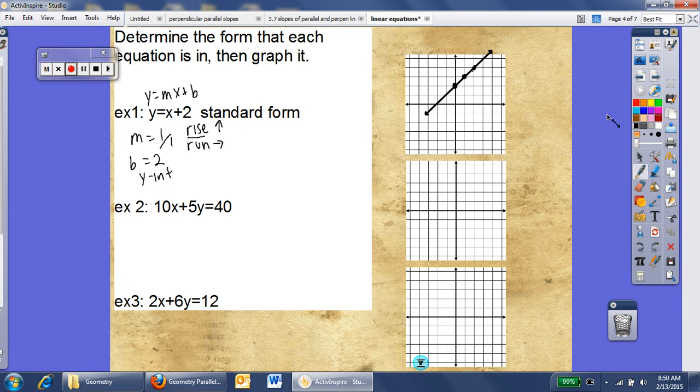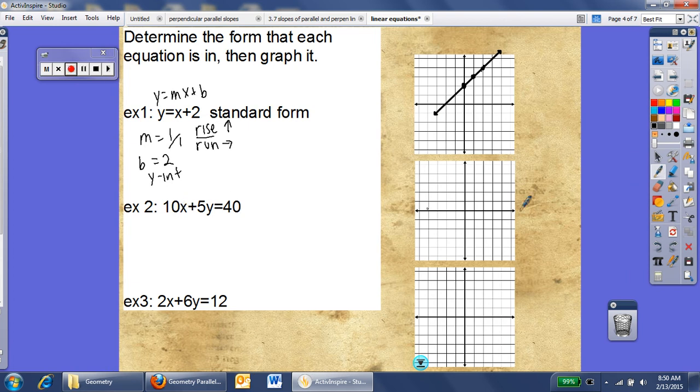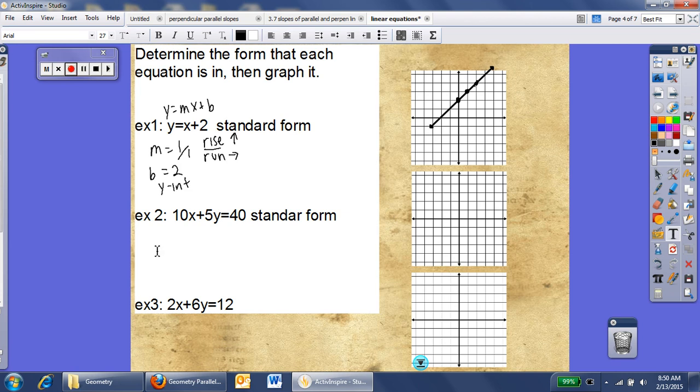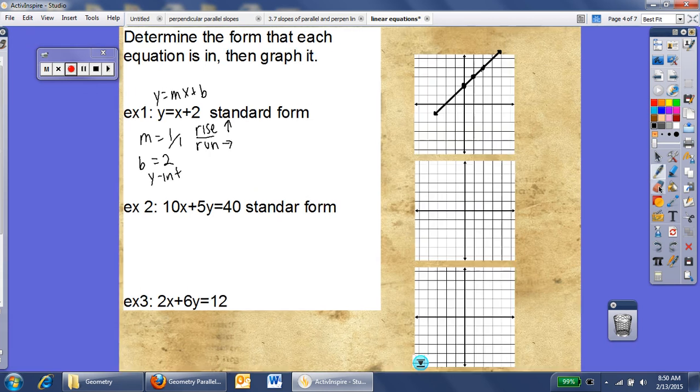Looking at example 2. This one we can see that the x and the y are on the same side. This one is in standard form. In order to graph the line, we're going to put it back into slope-intercept form so that we can see what the slope is and the y-intercept. So let's go ahead and manipulate it so that we can get the y by itself. The first thing we need to do is move this 10x to the other side. That goes away. We're left with 5y equals negative 10x plus 40.